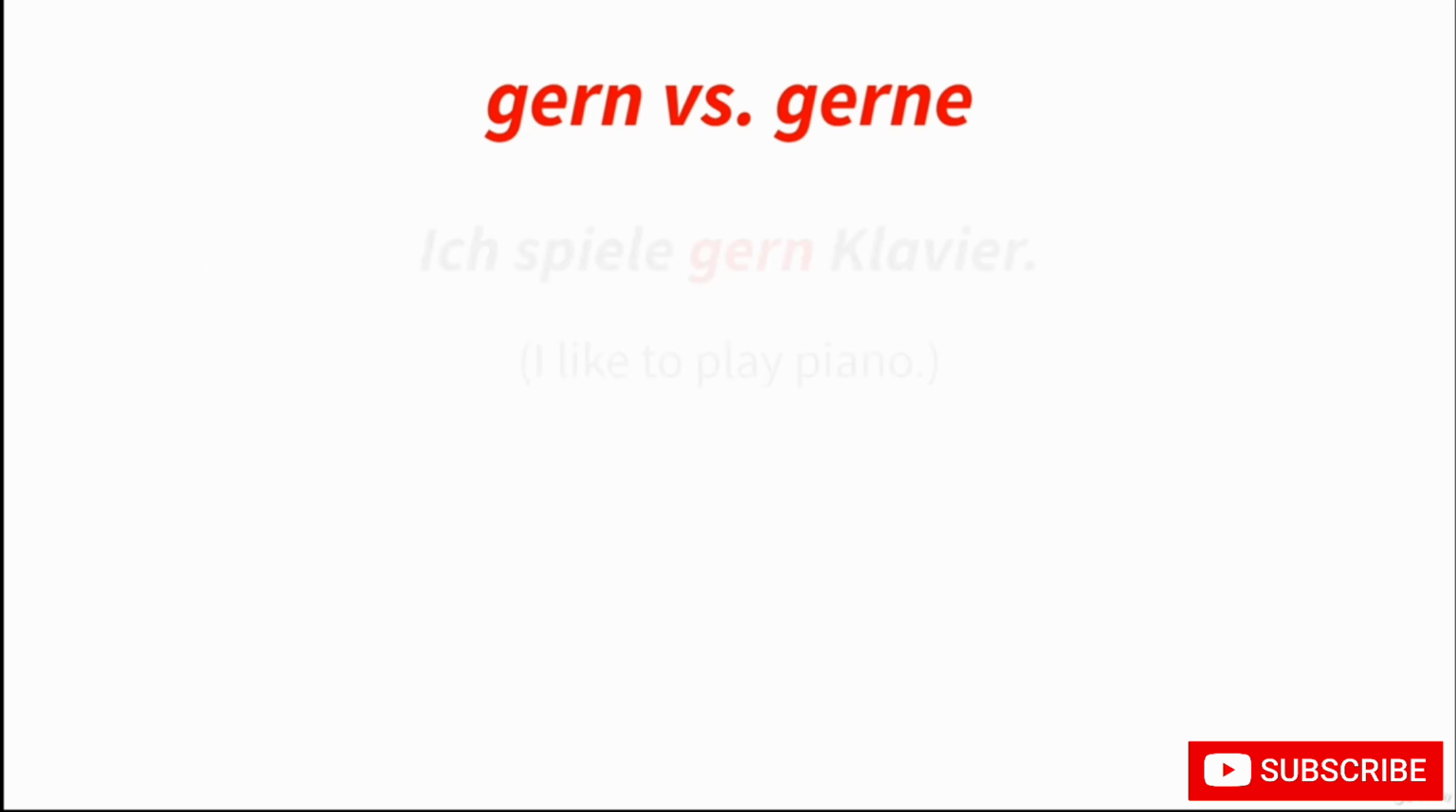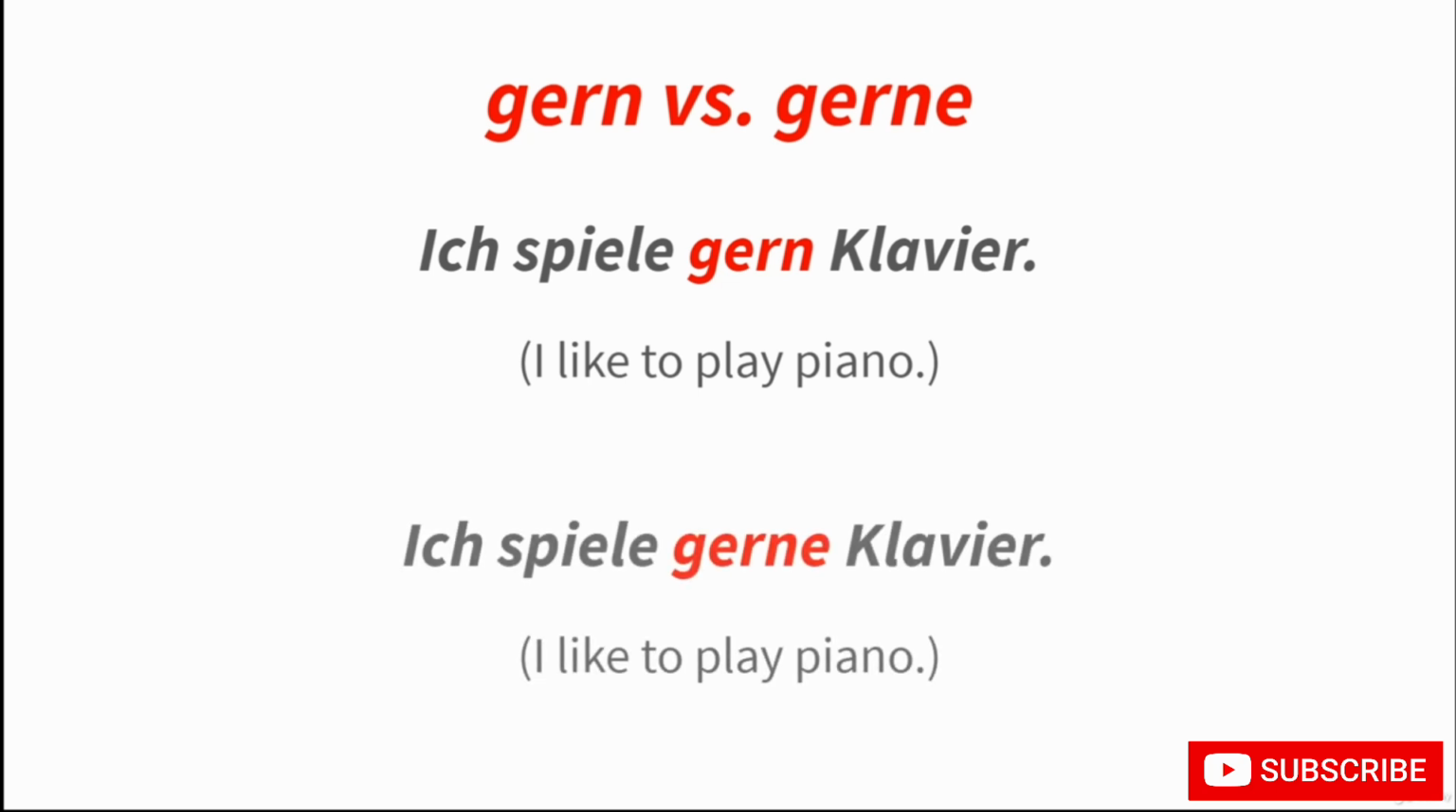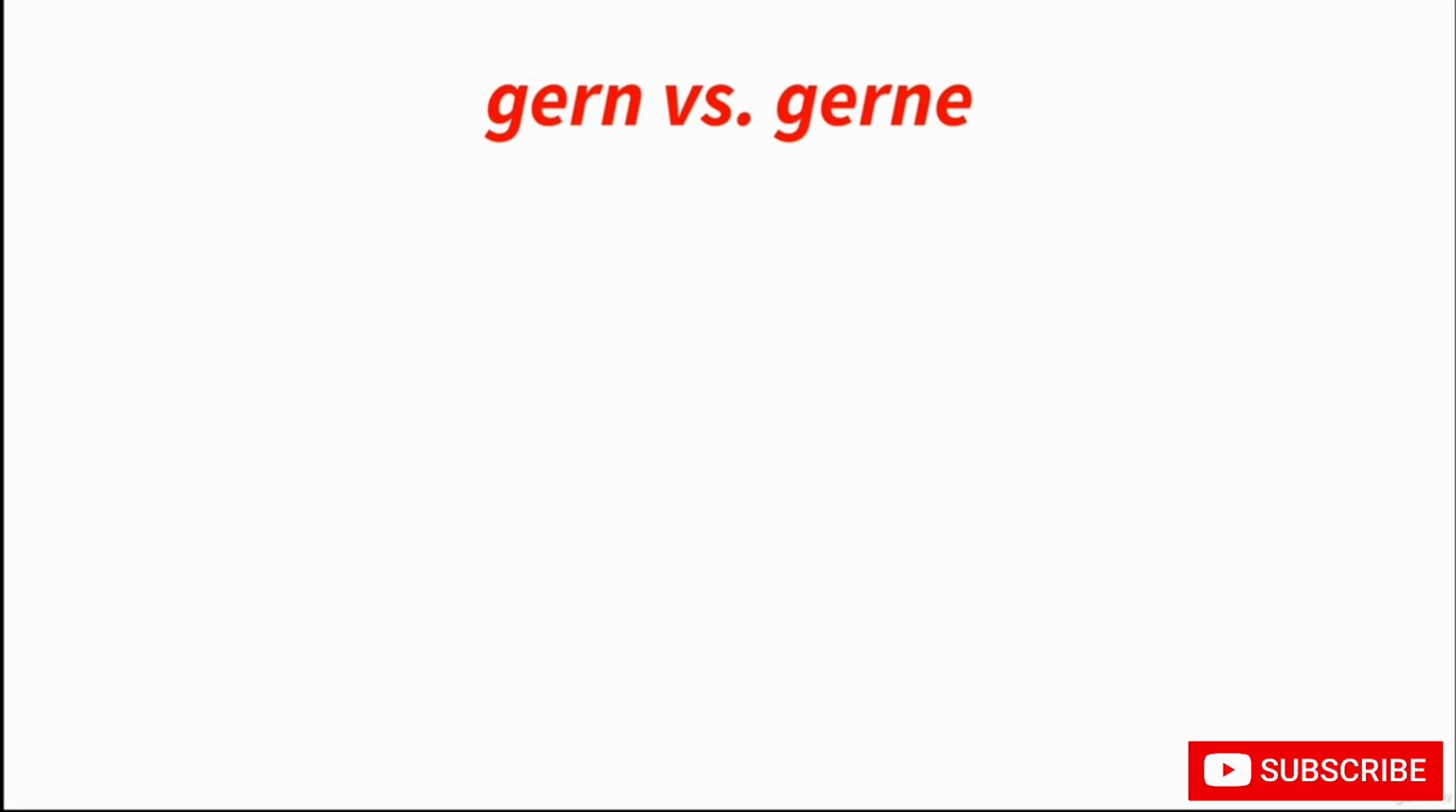Another one, ich spiele gern Klavier, means I like to play piano. I can also say ich spiele gerne Klavier, which also means I like to play piano. Let's do another example.